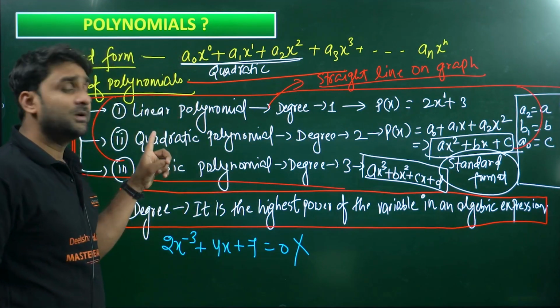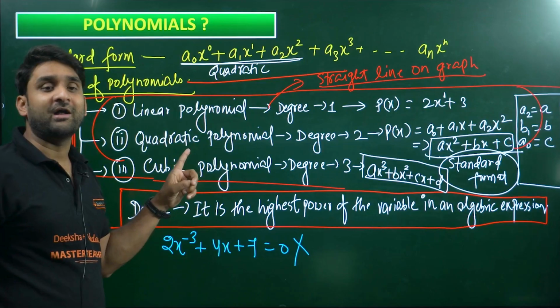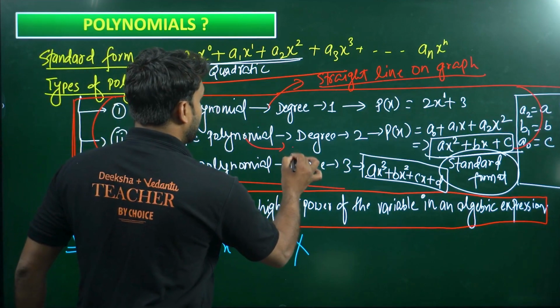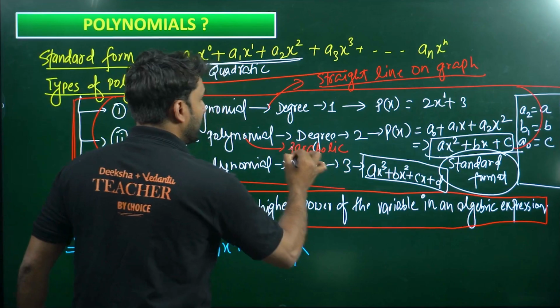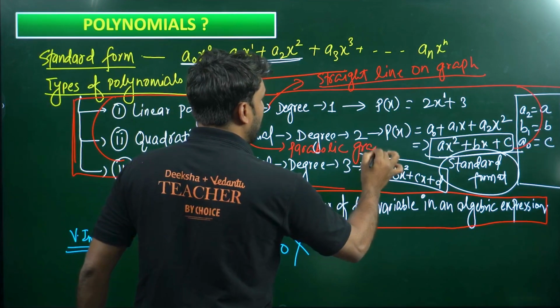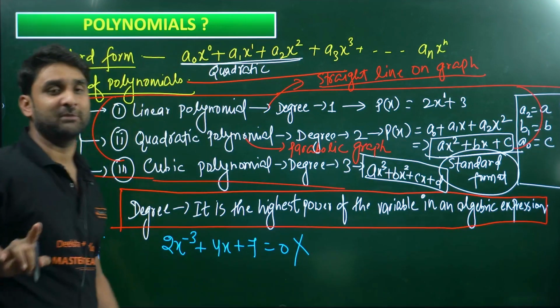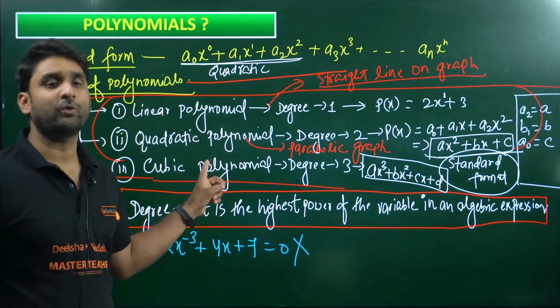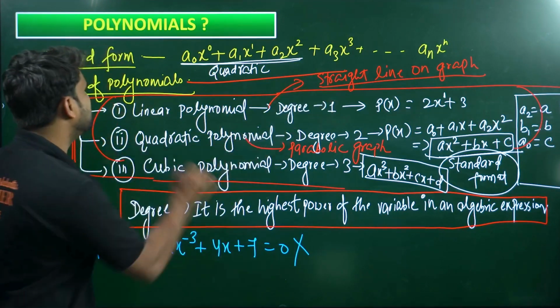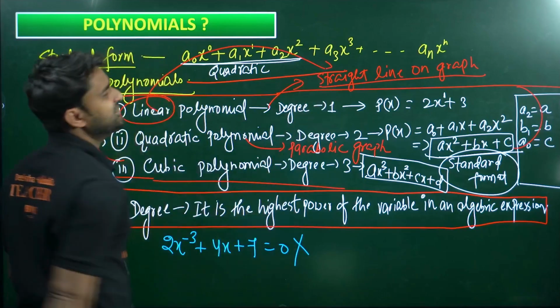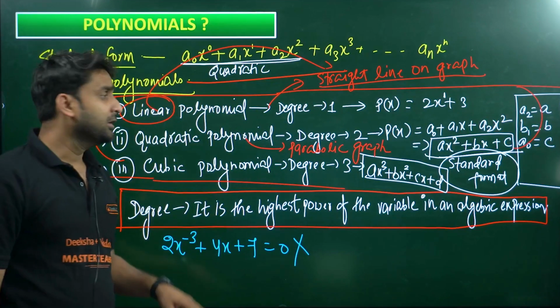But if you draw a quadratic polynomial on a graph, it will give you a parabolic graph. Champions, please keep it in mind. Parabolic graph for quadratic polynomial, and linear polynomial will give you a straight line. Linear means straight, champion. Moving to next.